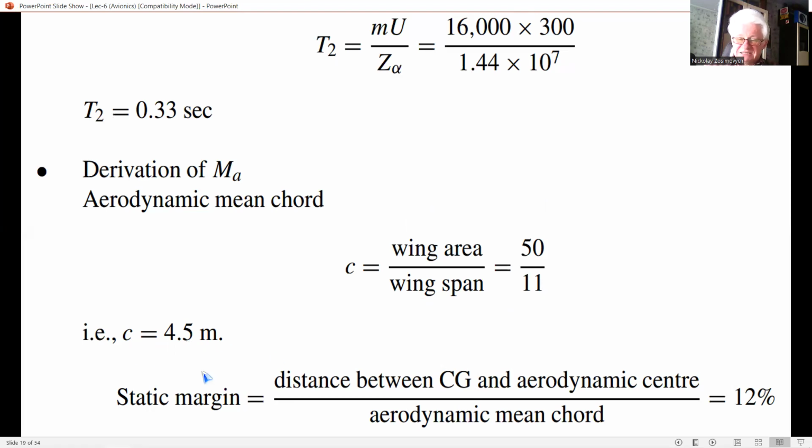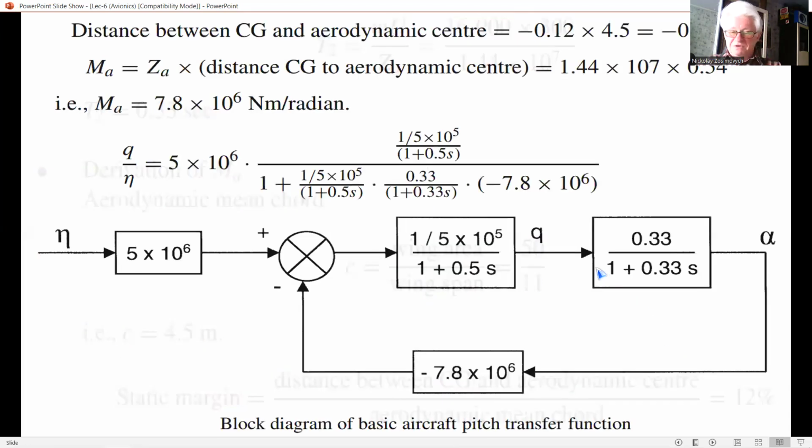Static margin is the distance between the center of gravity and the aerodynamic center over the aerodynamic mean chord. In our case, it equals minus 12%. And the distance between the center of gravity and the aerodynamic center is minus 0.12 times 4.45, which gets us minus 0.54 meters. M alpha is proportional to Z alpha times the distance from the center of gravity to the aerodynamic center, and this expression is measured in newton-meters per radian.